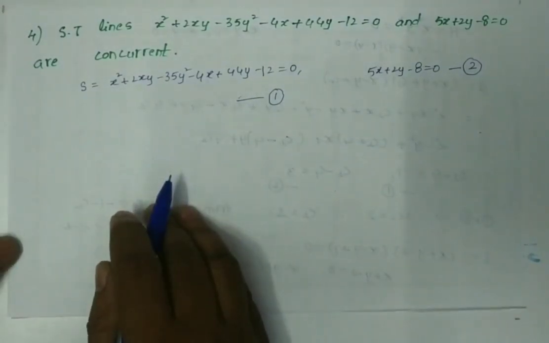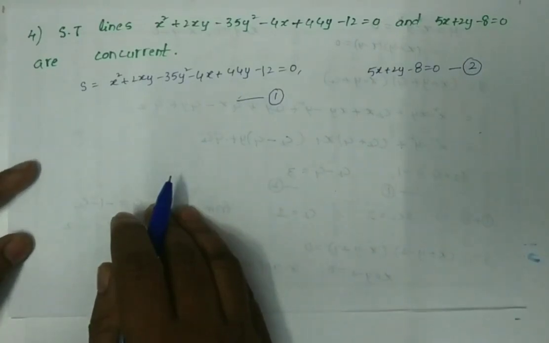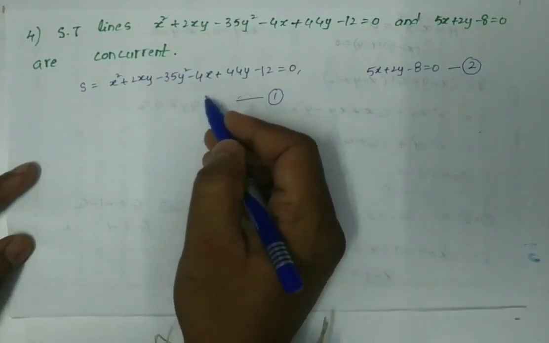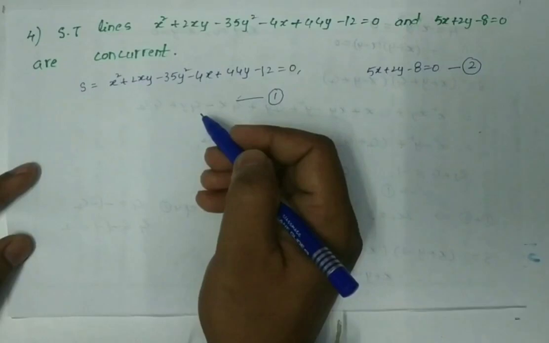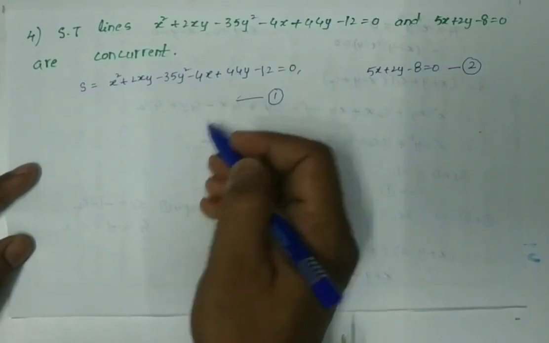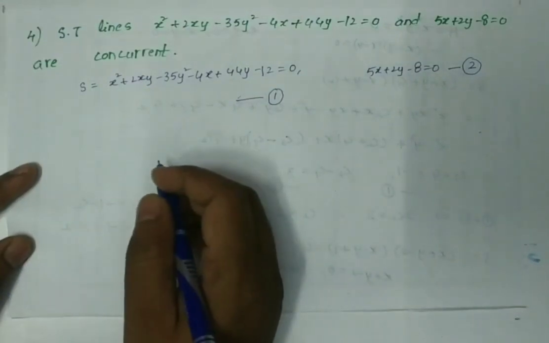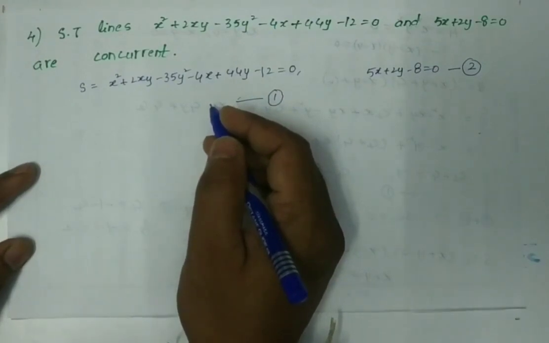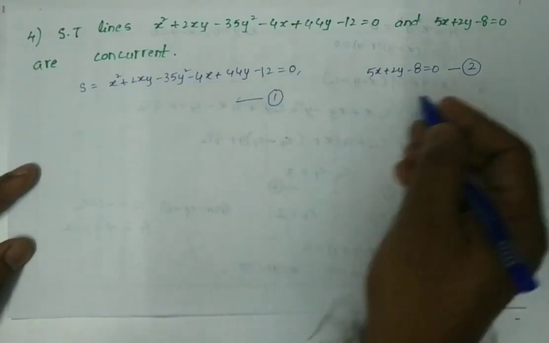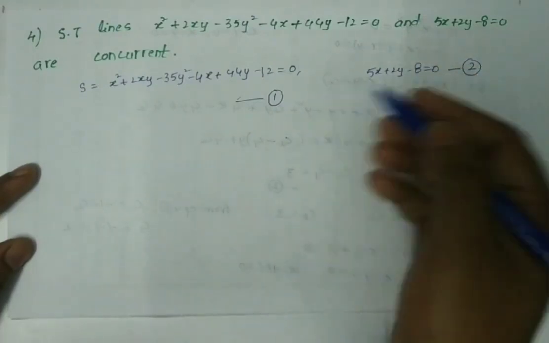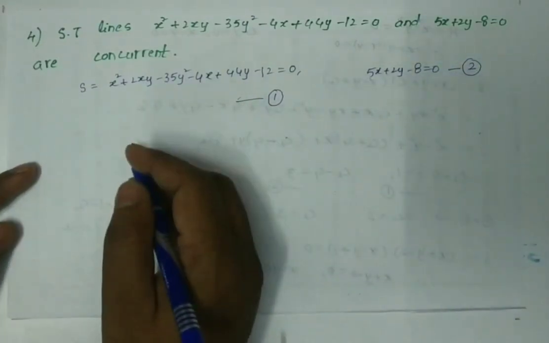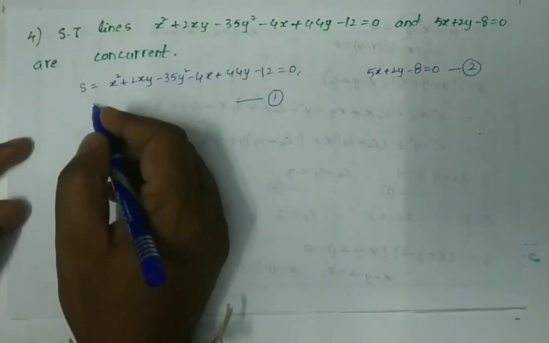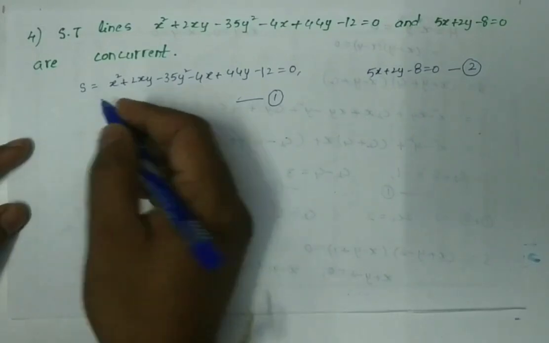So now to show that the given lines are concurrent, first we have to find the point of intersection of the lines represented by the equation S is equal to 0. After that we have to substitute the point of intersection in equation 2. Suppose the point of intersection satisfies the given line, then we can say that such lines are concurrent.